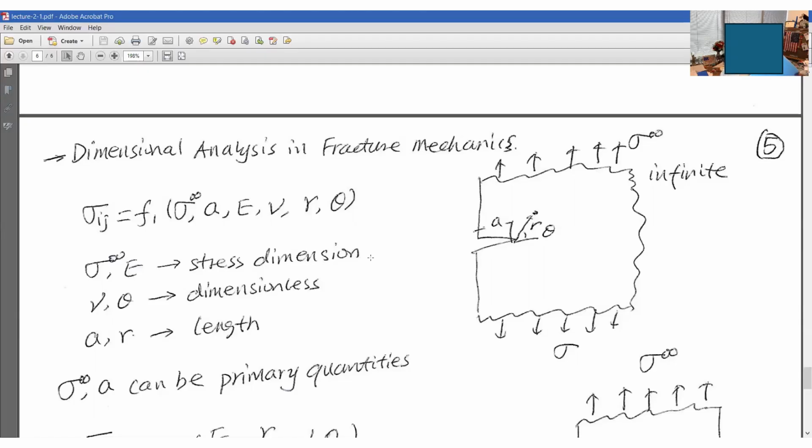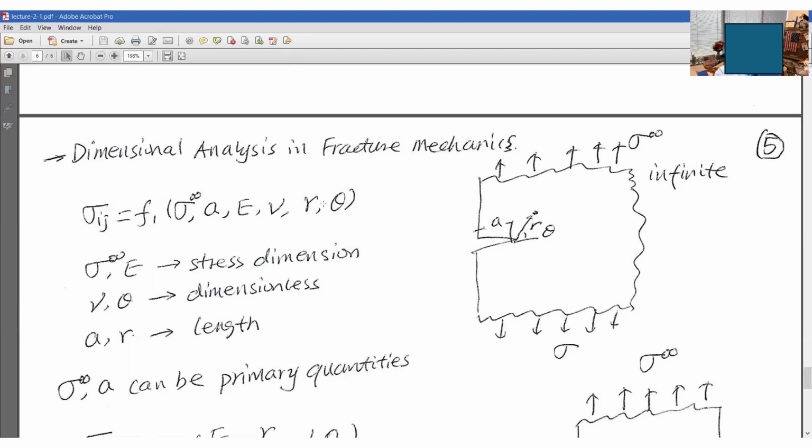Okay, so let's look at all these variables. I know sigma ij is a variable. What is the dimension this guy has? I forgot. Can somebody remind me? Sigma ij is a stress, right? The stress dimension. So sigma infinity is also a stress. And A is the crack length, it's a length, right? So this is the length. These are also lengths.